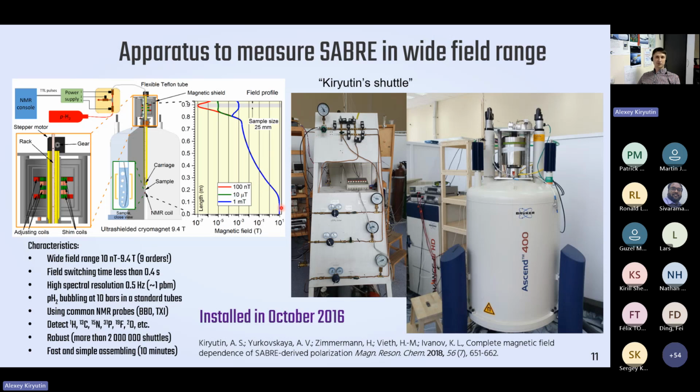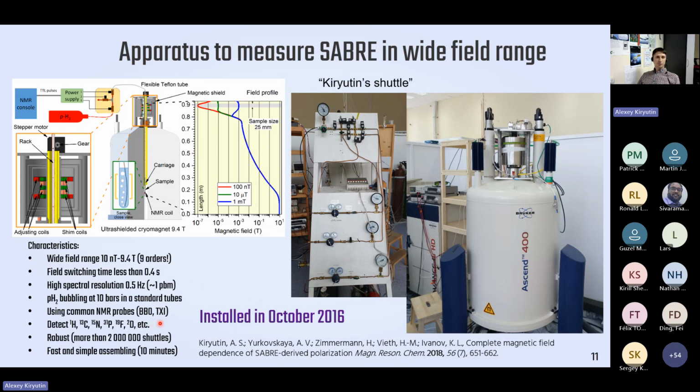A special adapter for a screw cap NMR tube equipped with Teflon tubes allows us to bubble the solution under pressures up to 10 bars. The gas system enables sequential delivery of 3 different gases. From the NMR side, we can use standard TXI and BBO probes while keeping high resolution and reproducibility.